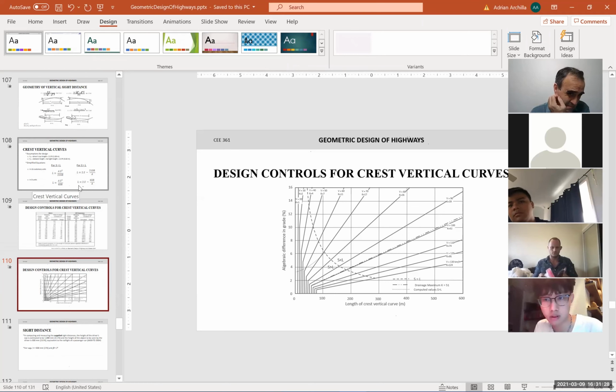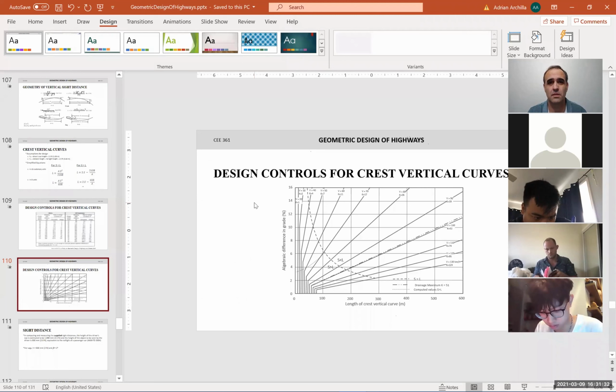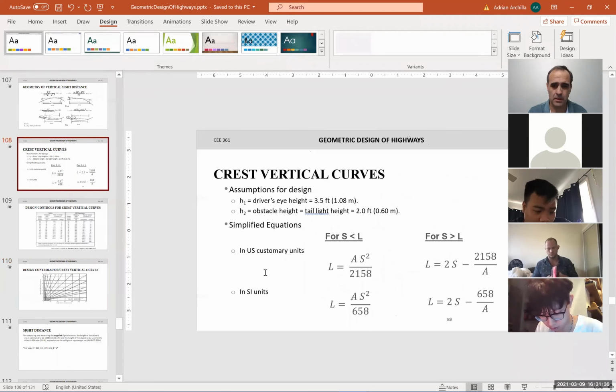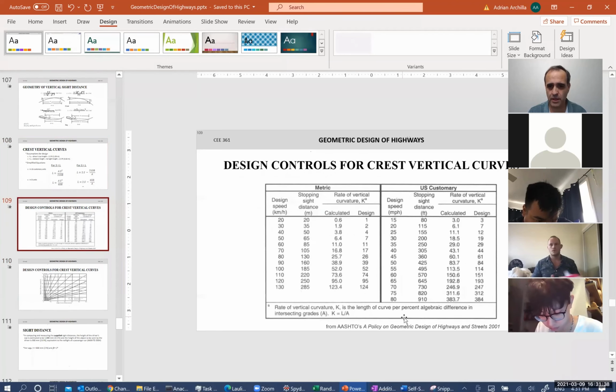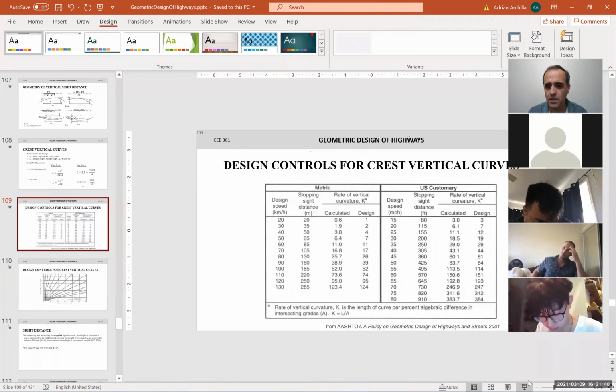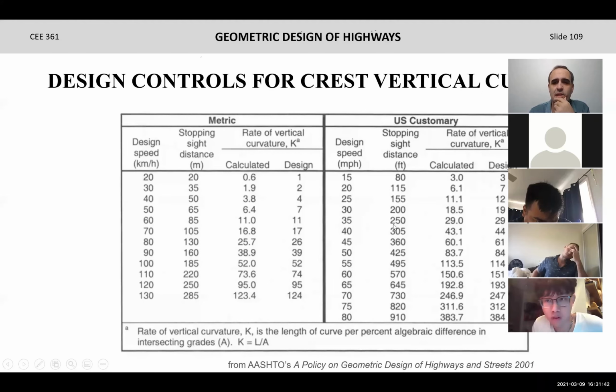The other day we left, I was giving an example. Before I go there, let me just indicate this table that I skipped. Essentially it shows you the design speed for crest vertical curves. The computed sight distance, we're going to talk a little bit more about this today.